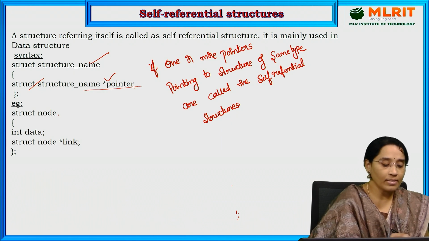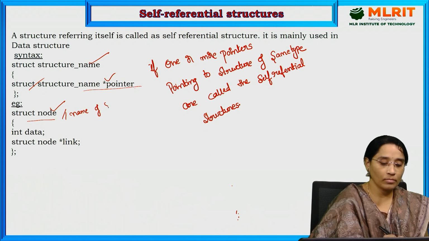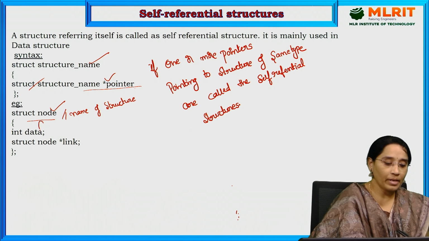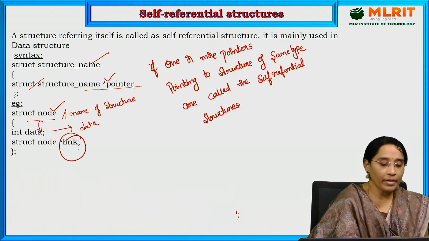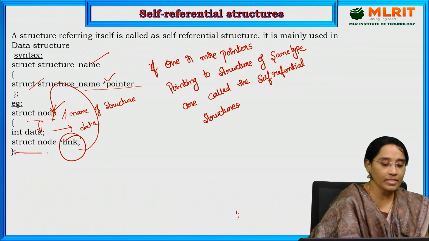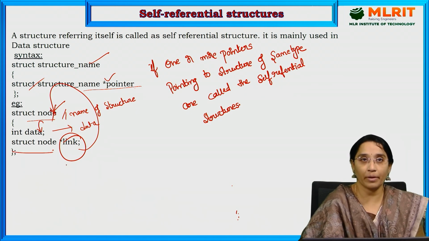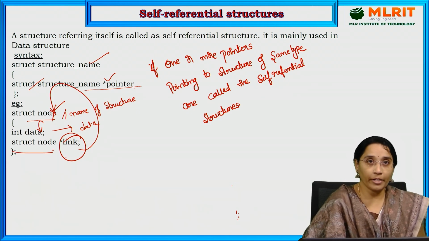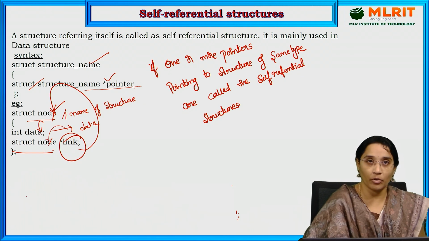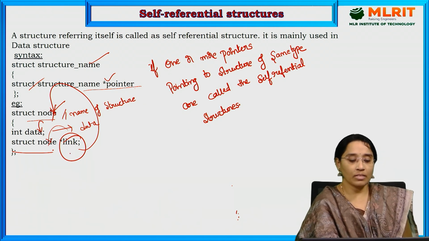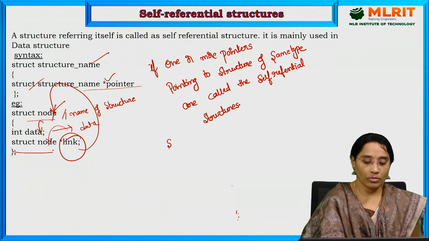Okay, and the example, if you take struct node, this is the name of the structure. And the members are data, and this is a pointer. So this pointer is pointing to the structure of same type. Here a link is a member, but that is pointing to the structure of same type, struct node. So this is a self-referential structure. So let's see one more example.